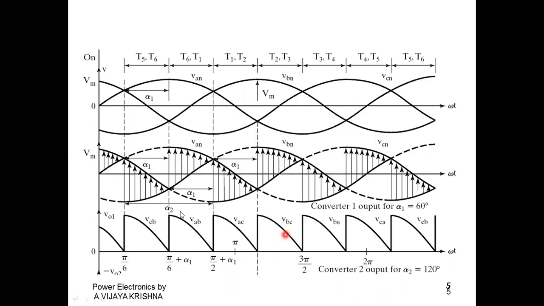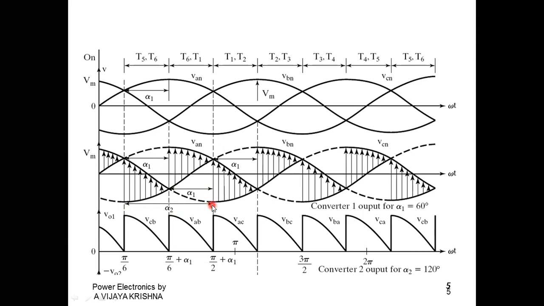Next, if you observe practical dual converters, the firing angles are controlled in a manner that alpha 1 plus alpha 2 is equal to 180 degrees. I will show it here. Here alpha 1 is 90 degrees, here also alpha 1 is 90 degrees, and here alpha 2 shows the complete 180 degrees.